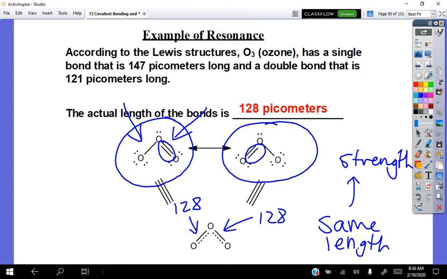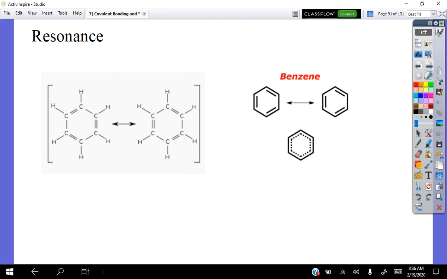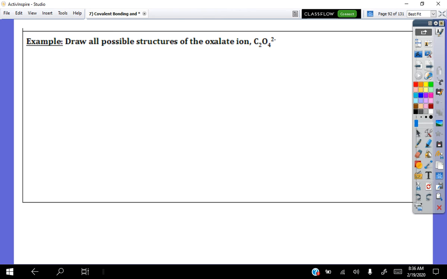We know typically that a triple bond is stronger than a double bond, and a double bond is stronger than a single bond. When we get into molecules with resonance and hybridization, you actually end up with somewhere in between. So to show this, we're going to draw the oxalate ion.